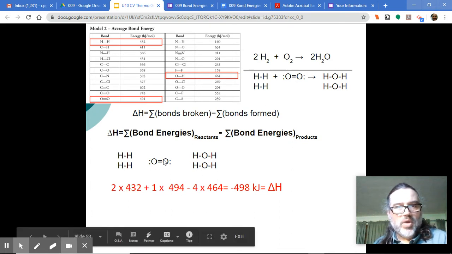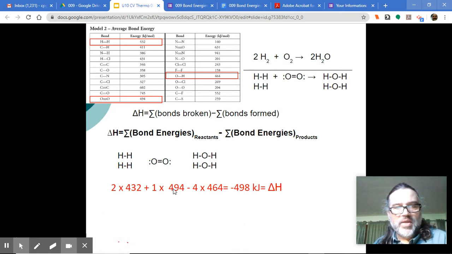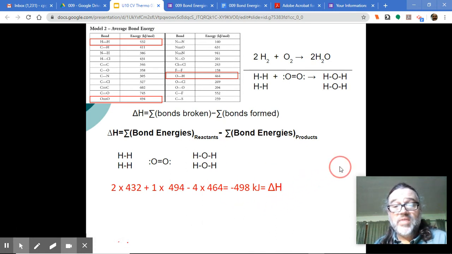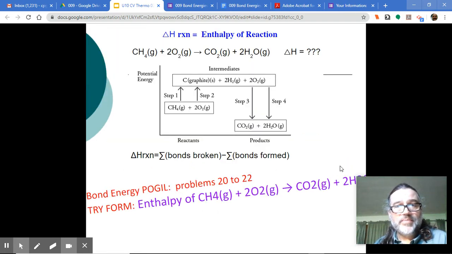There is 1O2, and that's a 494, 1 times 494. And then all I'm going to do is subtract the 1, 2, 3, 4, 4 times 464, and I'm going to get this number right here, negative 498. And that would be how I can use bond energies to approximate enthalpy, changes in enthalpy.